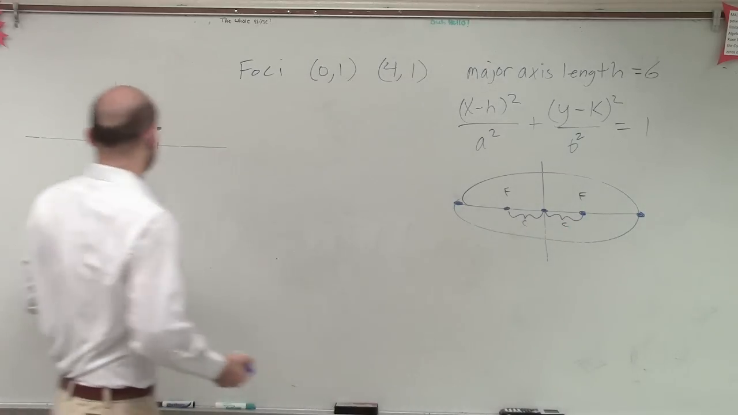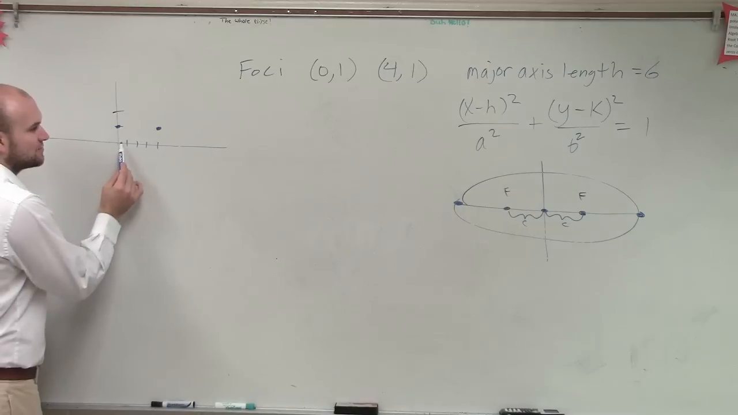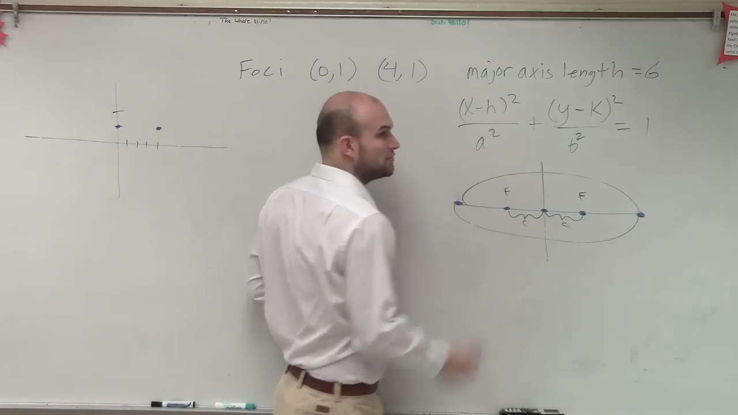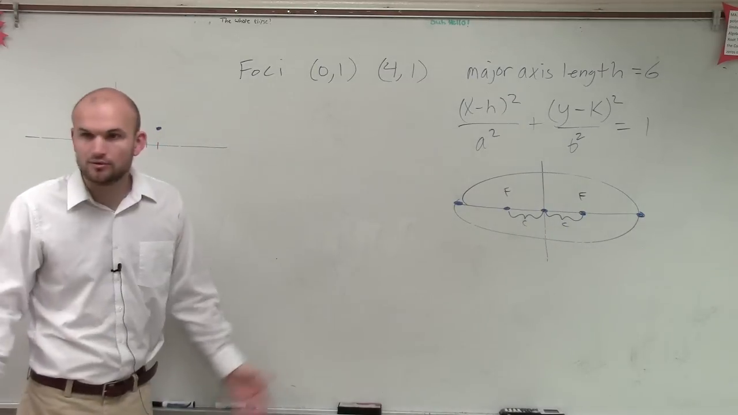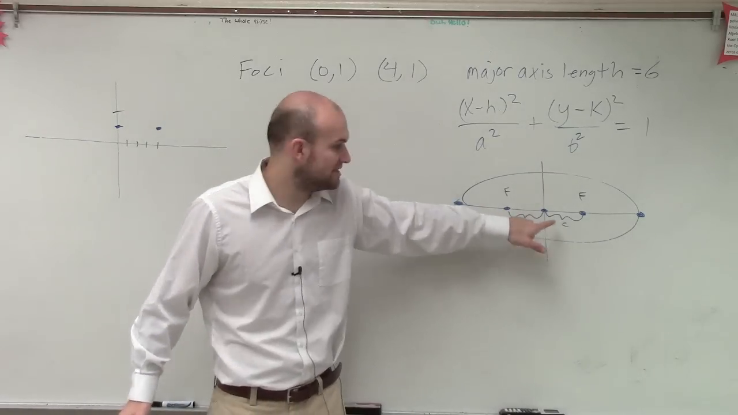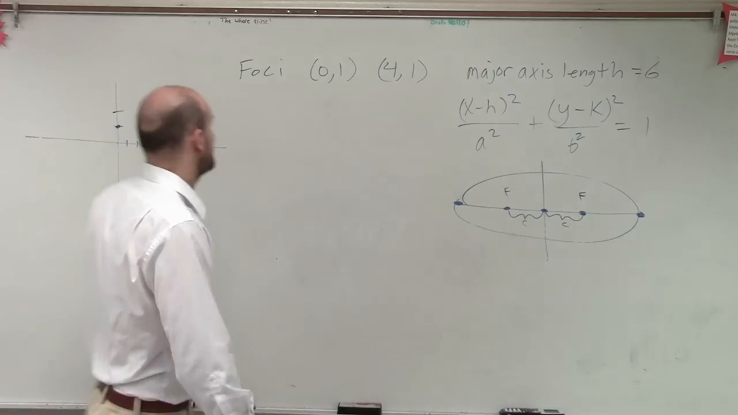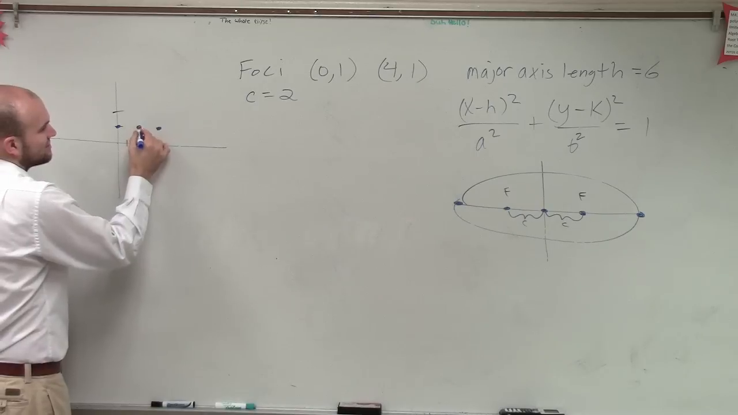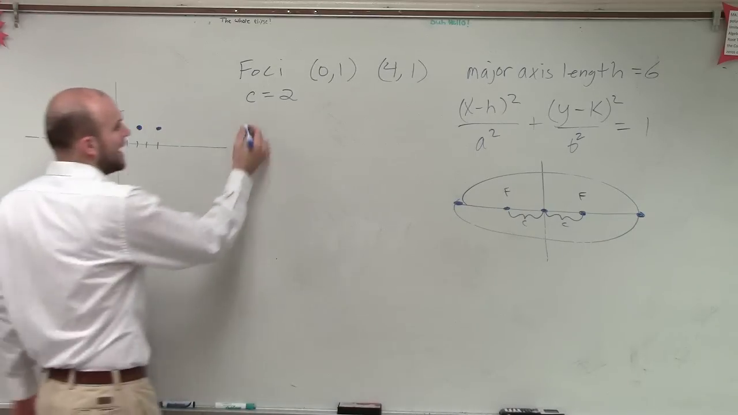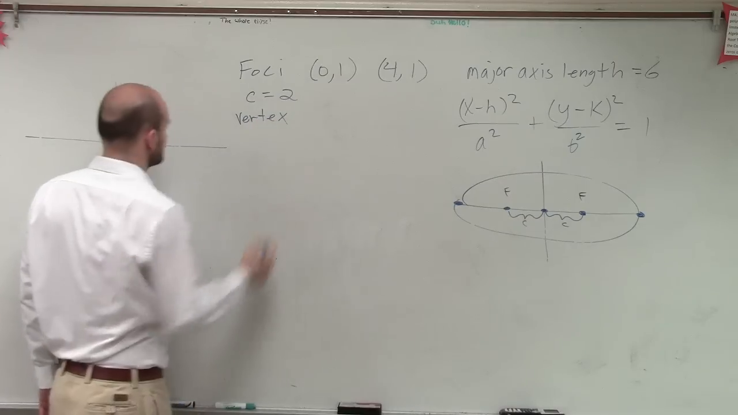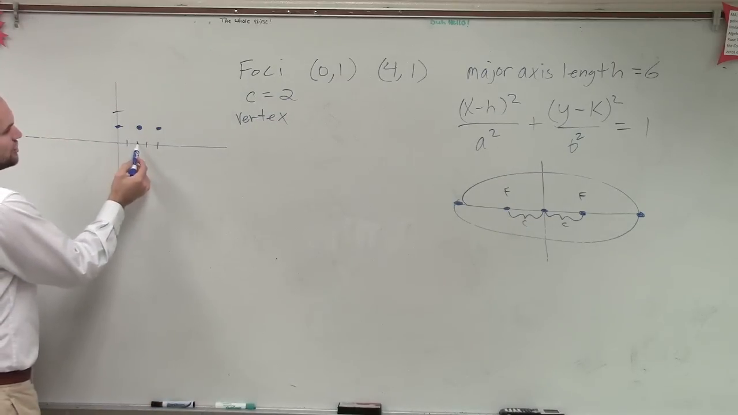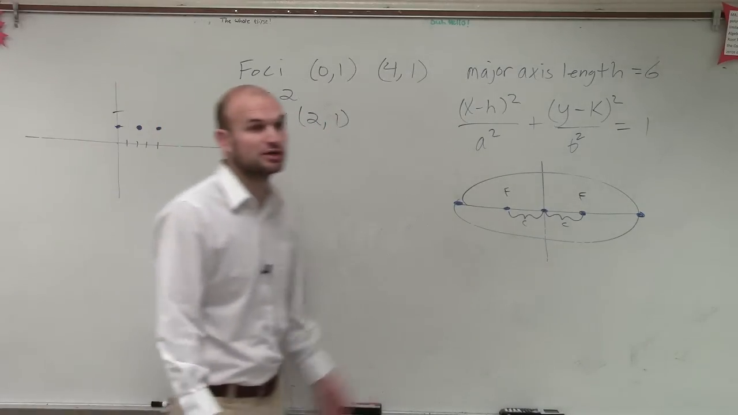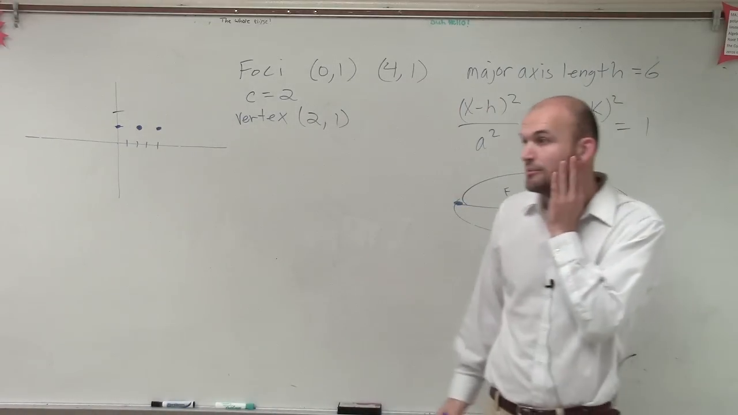So, ladies and gentlemen, the distance from one focus to the next is 1, 2, 3, 4. So if this distance is 4, what is the value of c? 2, right? Because your center is going to be split in between your two foci. So for right now, I'll just write c equals 2. Therefore, my center is going to be split right in between them. So now I know my center is going to be at (2, 1). That's pretty good to know, right?